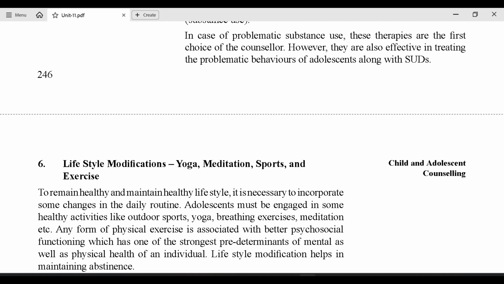6. Lifestyle modifications: yoga, meditation, sports, and exercise. To remain healthy and maintain a healthy lifestyle, it is necessary to incorporate some changes in the daily routine. Adolescents must be engaged in healthy activities like outdoor sports, yoga, breathing exercises, meditation, etc. Any form of physical exercise is associated with better psychosocial functioning, which is one of the strongest predeterminants of mental as well as physical health of an individual. Lifestyle modification helps in maintaining abstinence.